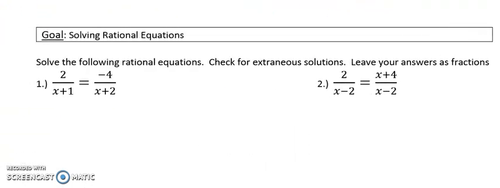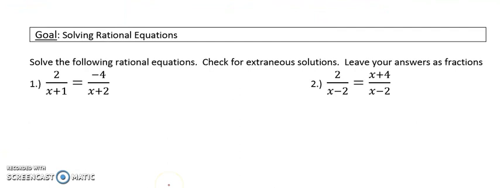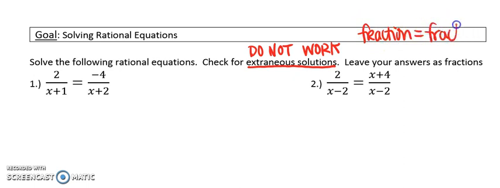On the next part here, we're going to solve some rational equations. That's our goal. And check for extraneous solutions. So this means solutions that do not work. Okay, and it says leave your answers as fractions. Okay, we got this. A lot of people know that if we have a fraction equals a fraction, then you can cross multiply. But you have to have one fraction equals another fraction, which I think in this class is all we're going to do in these notes.